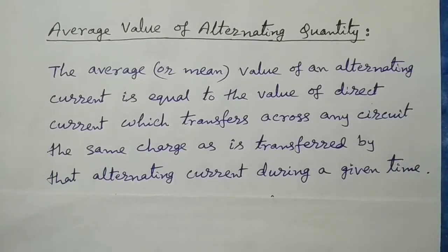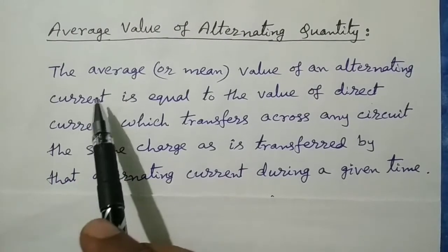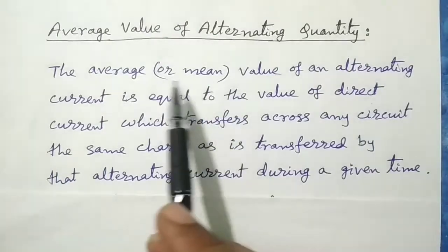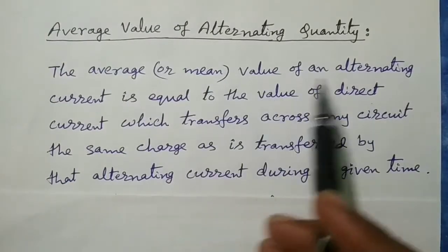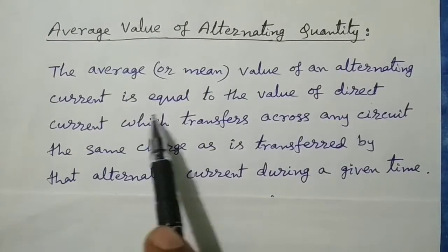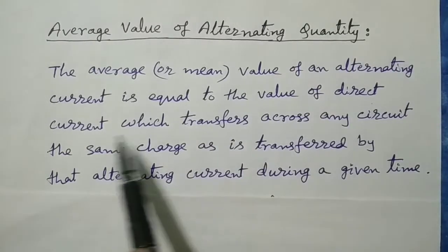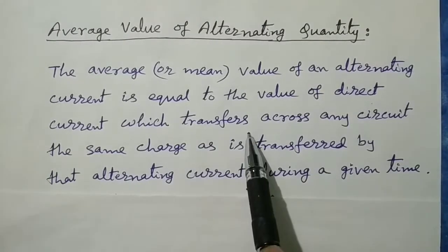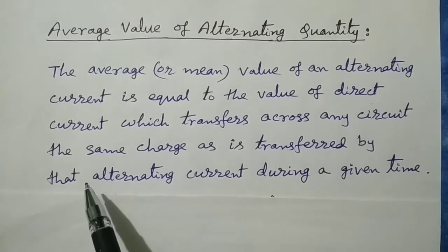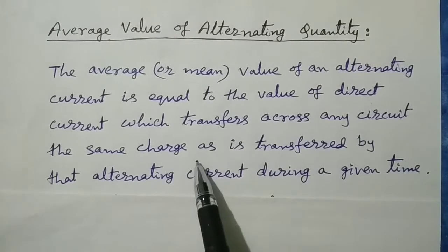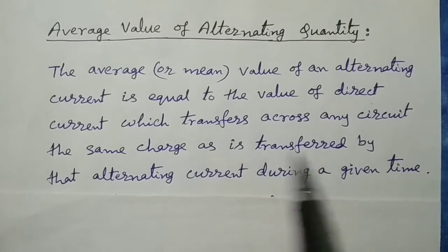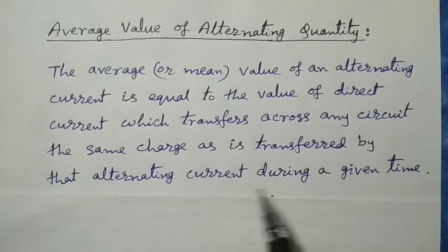Let's see the definition of the average value of an alternating quantity. It is defined as the average or mean value of an alternating current is equal to the value of the direct current which transfers across any circuit the same amount of charge as is transferred by that alternating current during a given time.